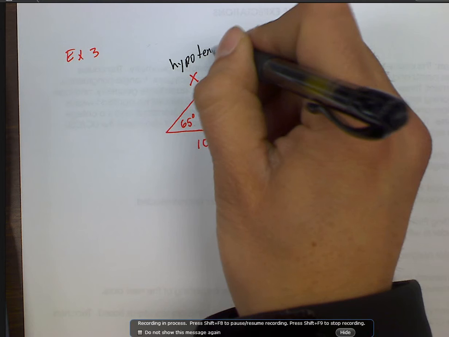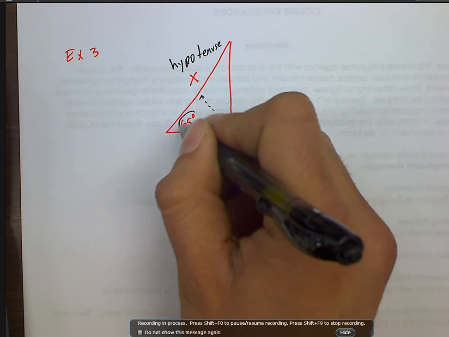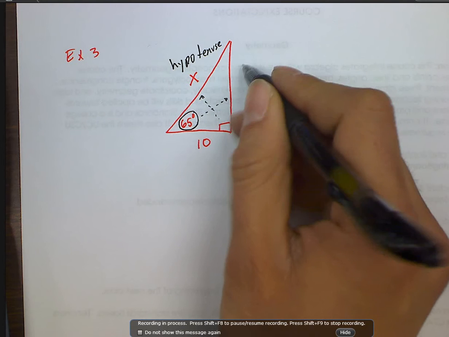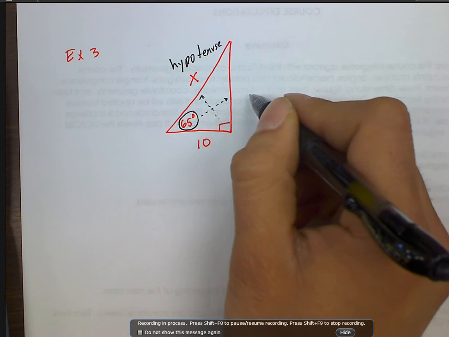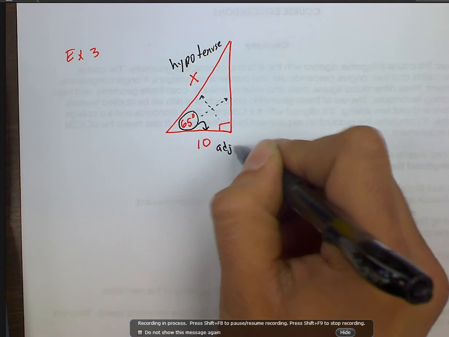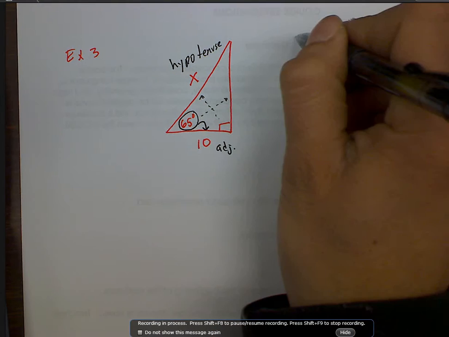Now here's your reference angle. You don't have anything across, so you don't care about that one for now. But next to it, you have the adjacent. Okay, so now let's bring out SOHCAHTOA.